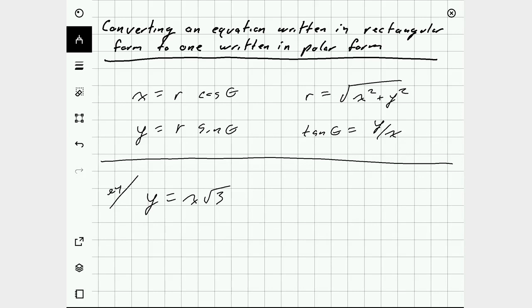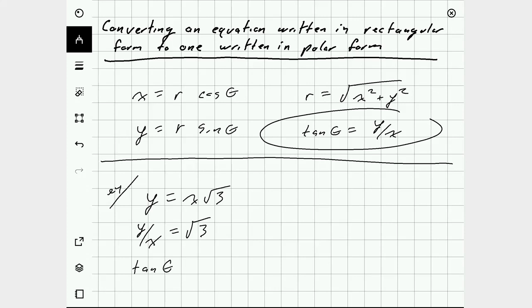and looking at this formula over here, tangent of theta equals y over x. I've got a y, I've got an x. If I can do some creative rearranging, I might get that y over x equals the square root of 3, and then substitute in, replacing that y over x with tangent of theta. Right? If tangent of theta is equal to the square root of 3, then theta itself is the inverse tangent of the square root of 3.